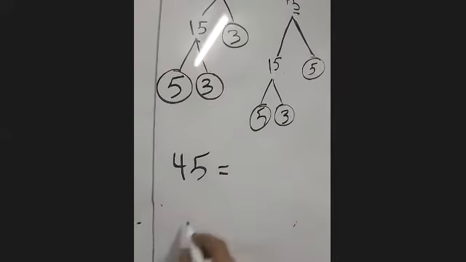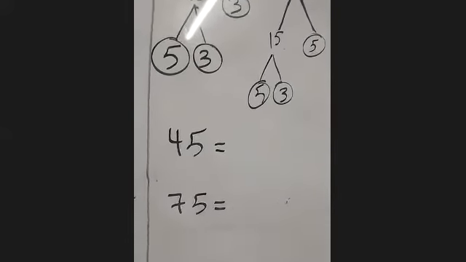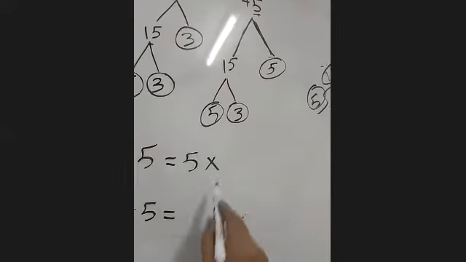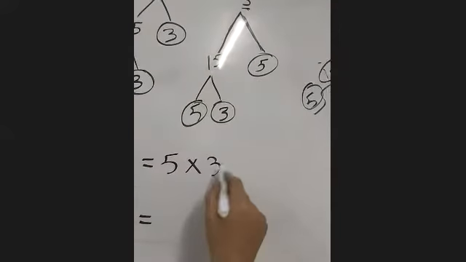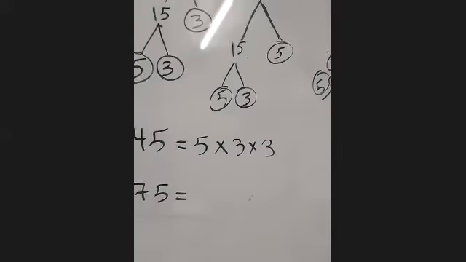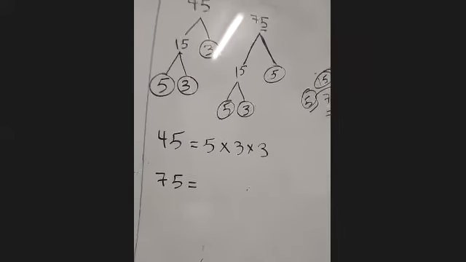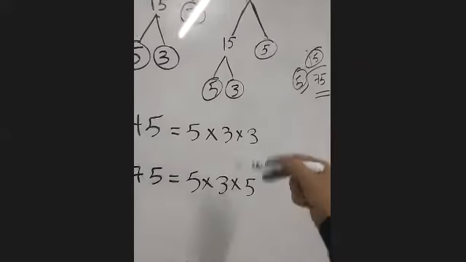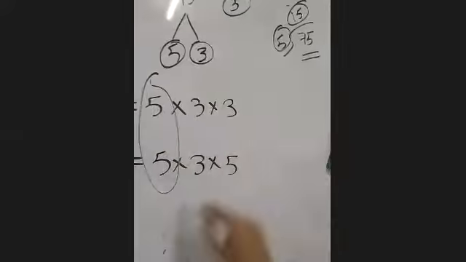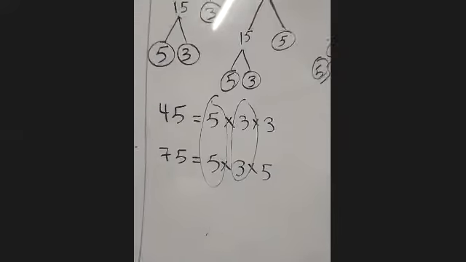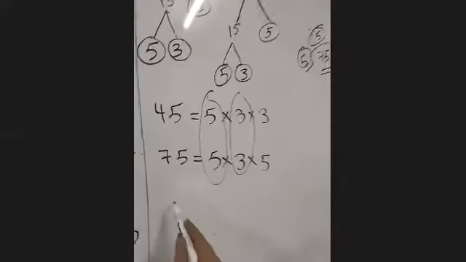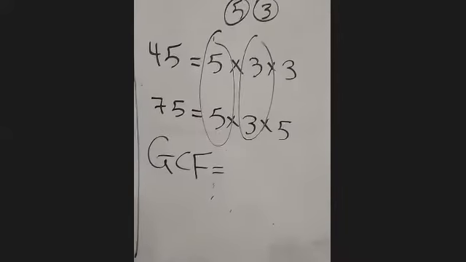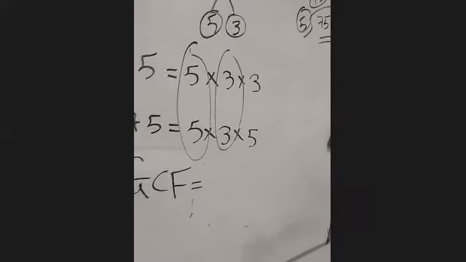45 equals what? 45 equals 5 multiply 3 multiply 3. How about the 75? 5 multiply 3 multiply 5. Let's select the common. We have 5s and we have 3s, right? Right. Now the GCF equals what? The GCF it's 5.